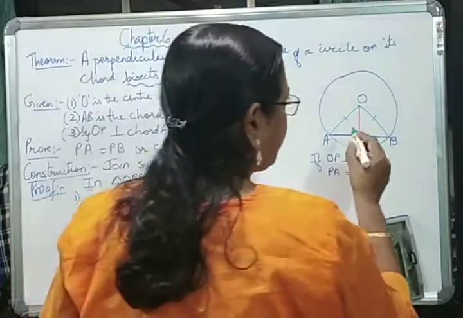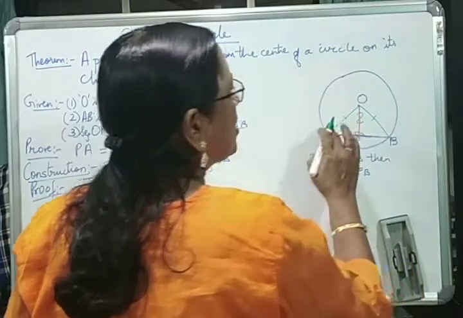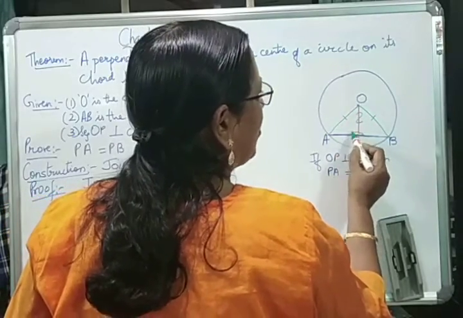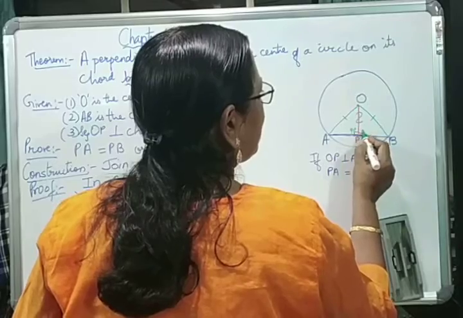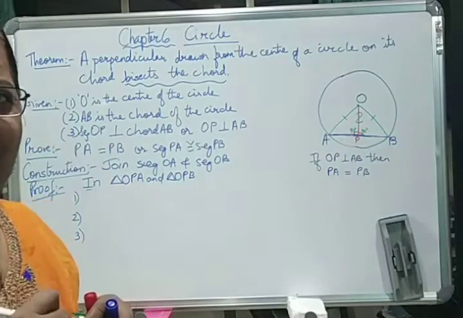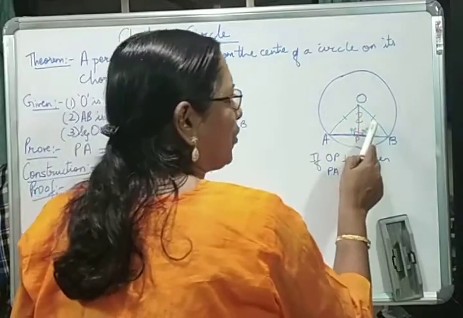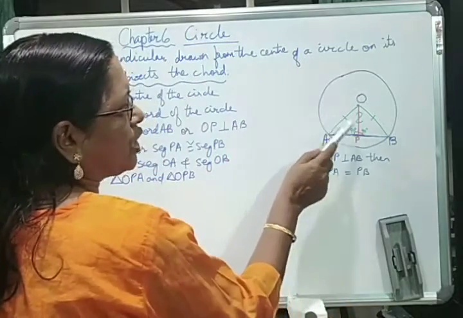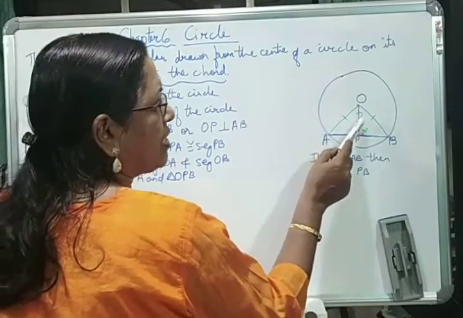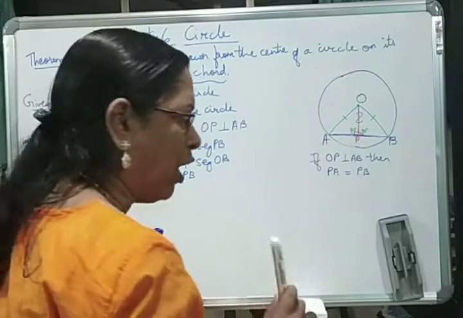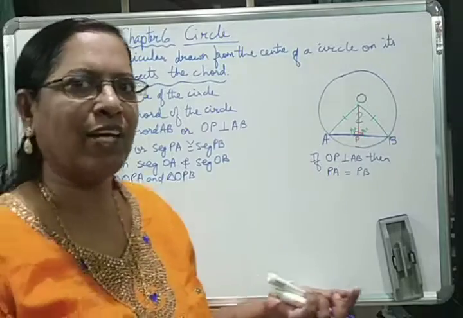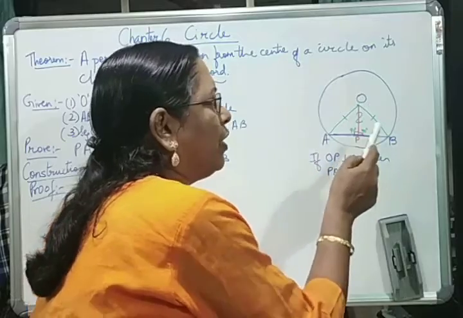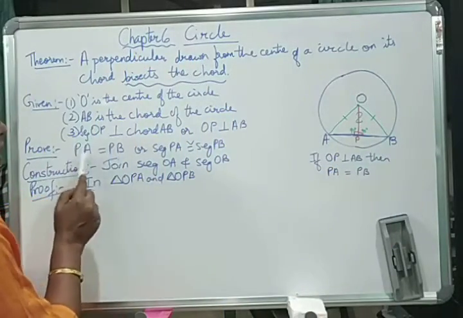That's the first point. Second, OP is a common side for both the triangles. Third, each of this angle is how much? 90 degree. So you see over here in these two figures that both the triangles are congruent by hypotenuse side test. This is called hypotenuse because it is facing 90 degree. So now you will write it. So once both the triangles are congruent, naturally segment PA is congruent to segment PB, and that is what we have to prove.